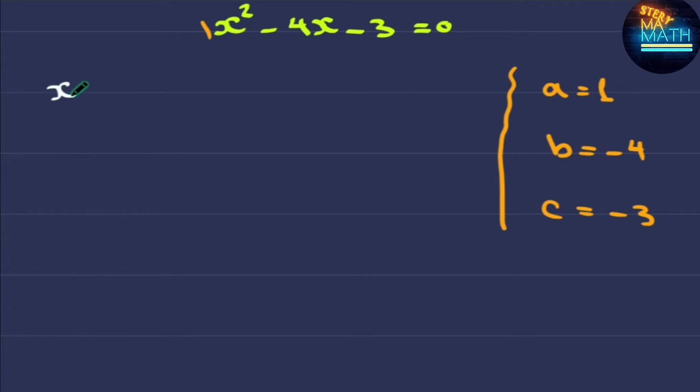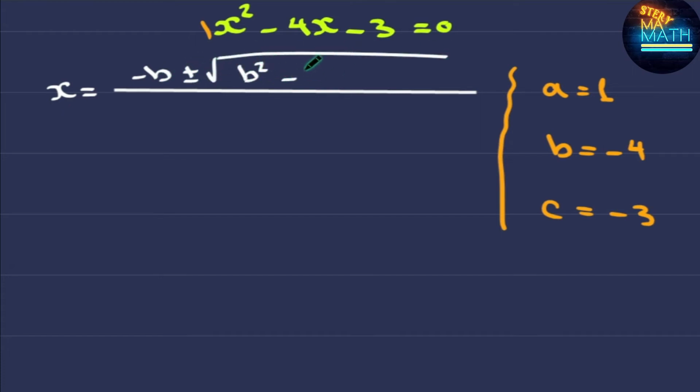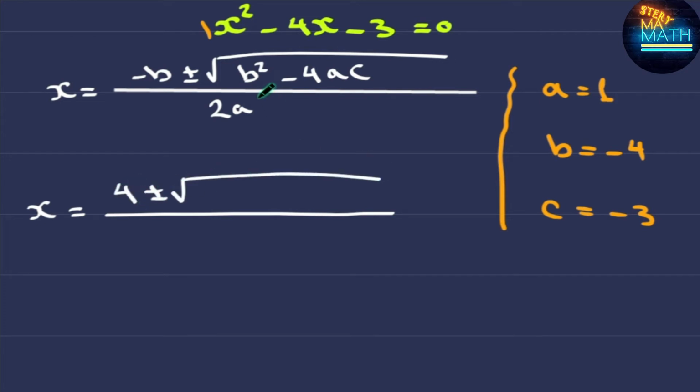Now, plugging in all of these values in the quadratic formula, x is equal to -b plus or minus the square root of b squared minus 4ac, all over 2a. -b is 4, and you remember negative times negative is positive, plus or minus the square root of b squared, I mean (-4) squared. Remember to put the negative inside the parentheses because the power of 2 applies to the whole number with its sign. Minus 4ac, minus 4 times 1 times -3, all over 2 times a, which is 2 times 1.